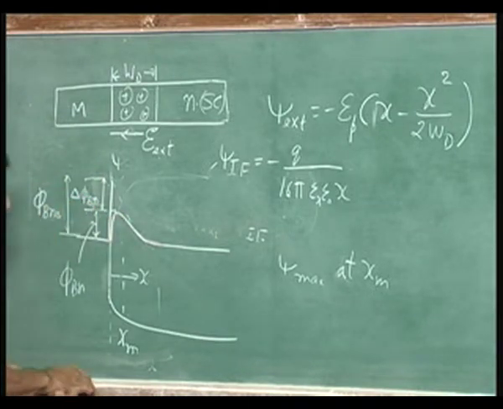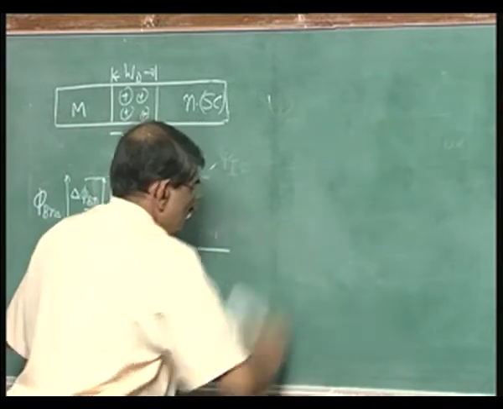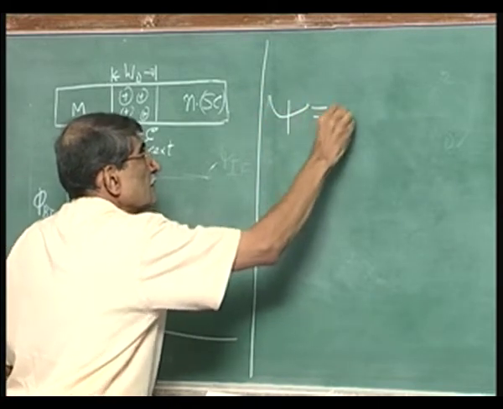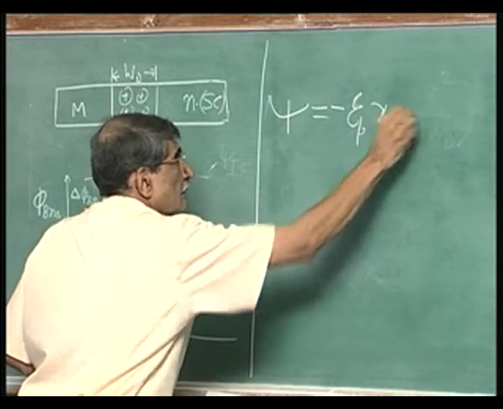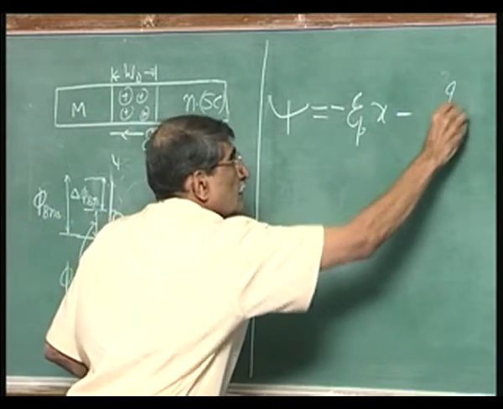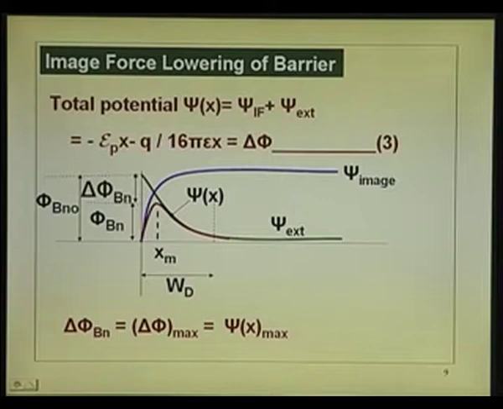Add up the two, substitute that. Let me just write that down here. See, we have psi is equal to minus E peak into x, minus q divided by 16 pi r epsilon 0 into x.